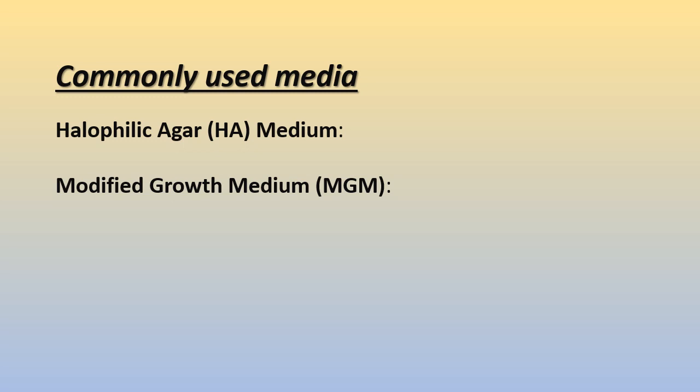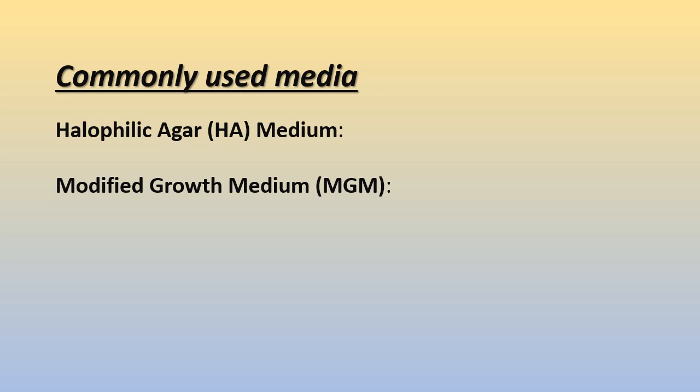And it usually includes all other nutrients like peptone, yeast extract, and trace minerals to support the growth of a wide range of halophilic organisms. Then second is modified growth medium, MGM. This is a versatile medium that can be adjusted to different salt concentrations depending on the specific halophiles being targeted. Now, it generally contains a carbon source like glucose, then it has nitrogen, vitamins, and essential minerals with varying levels of salt, that is NaCl, to cater to the specific halophilic requirements. Okay, so that's MGM, modified growth medium.